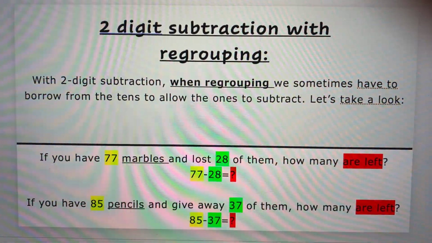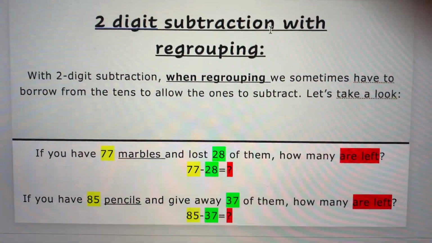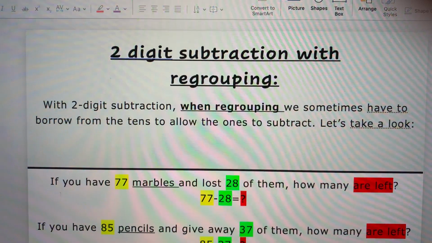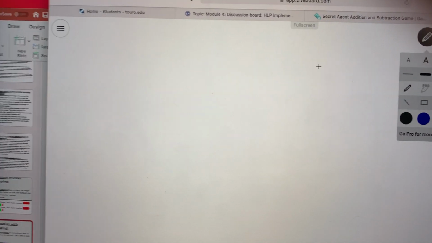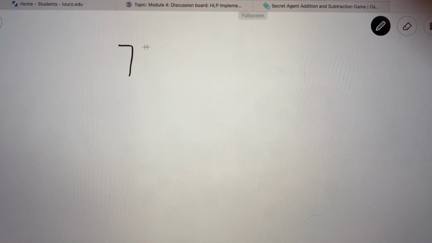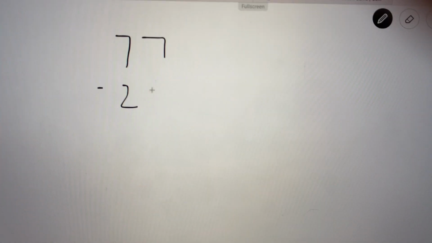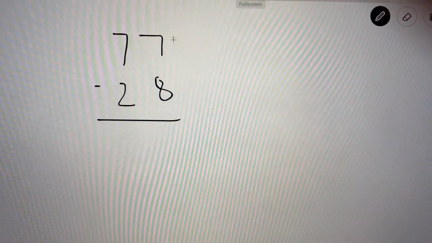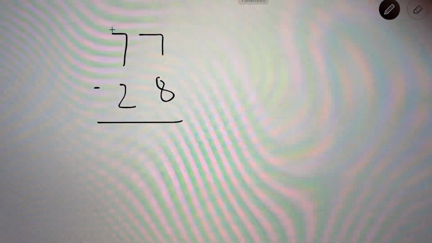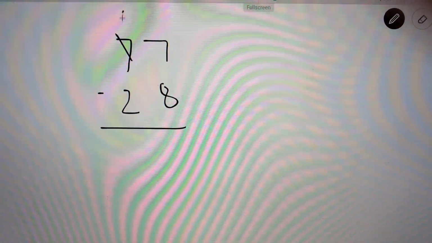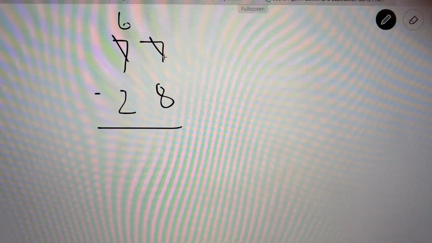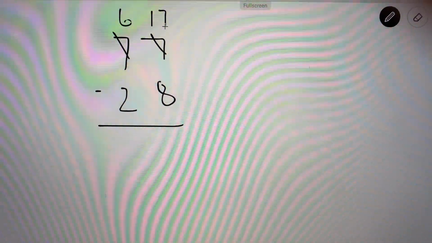Same went for regrouping. We also did the highlights. So the activity board, Ziteboard, is this. If we have 77 minus 28, we just upload it to Ziteboard there. And then obviously we'd have the students solve. So this would be a regrouping exercise. We show the students in the tens, we cross out 7, make it a 6, cross out the 7 in the ones, make it 17, and then go on to solve it.